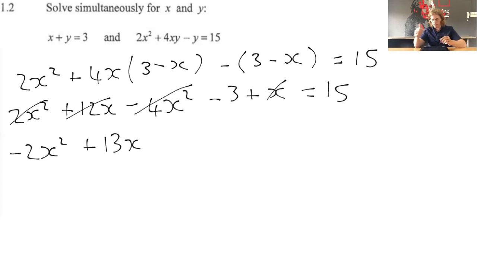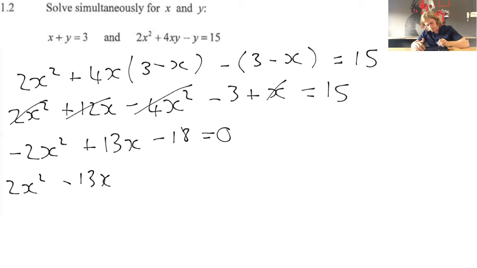And then what we're going to do is we're going to say it's negative 3, but we're going to take the 15 over the equal sign to make it negative as well. So negative 3 minus 15 is going to be negative 18 equals 0. Now we are going to take out a negative sign to make the 2x squared positive. So we're going to have 2x squared minus 13x plus 18 equals 0.